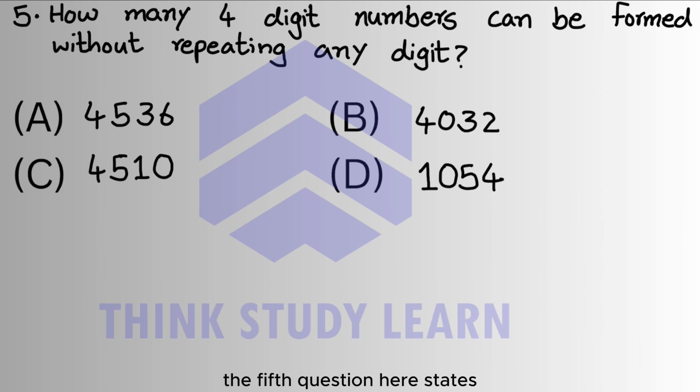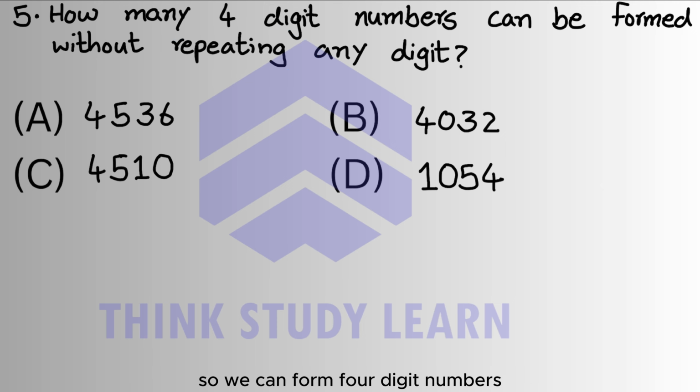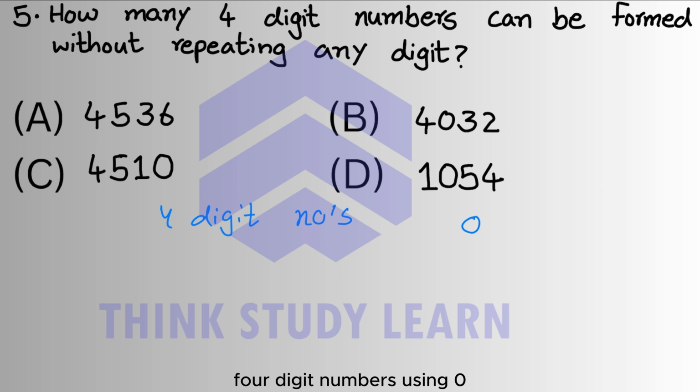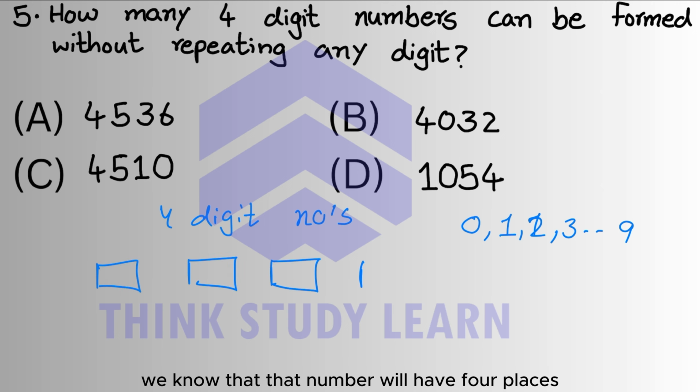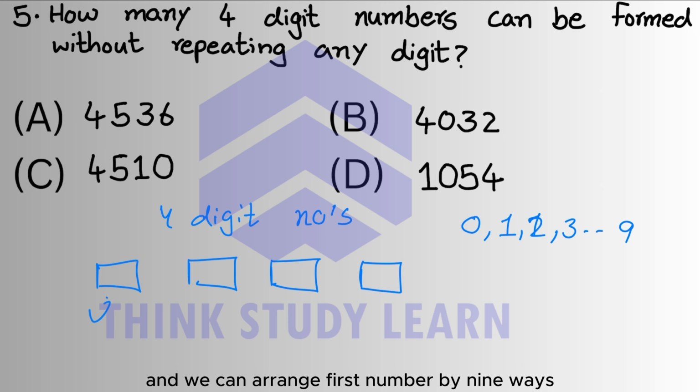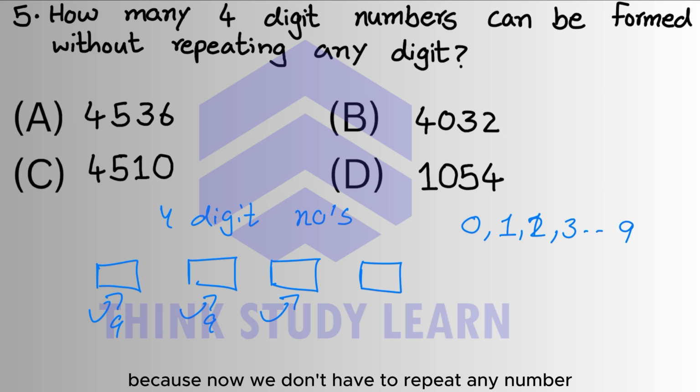The fifth question here states, how many 4-digit numbers can be formed without repeating any digit? So here we have to look at the point which says we don't have to repeat any digit again. So we can form 4-digit numbers using 0, 1, 2 up to 9. To form 4-digit numbers, we know that the number will have 4 places, and we can arrange the first number in 9 ways, the second number also in 9 ways, because now we don't have to repeat any number, as given in the question.